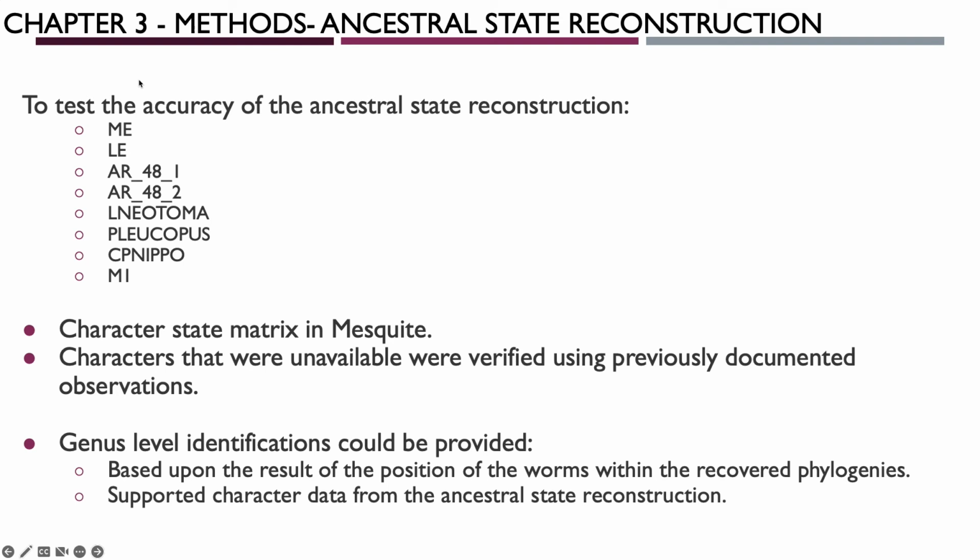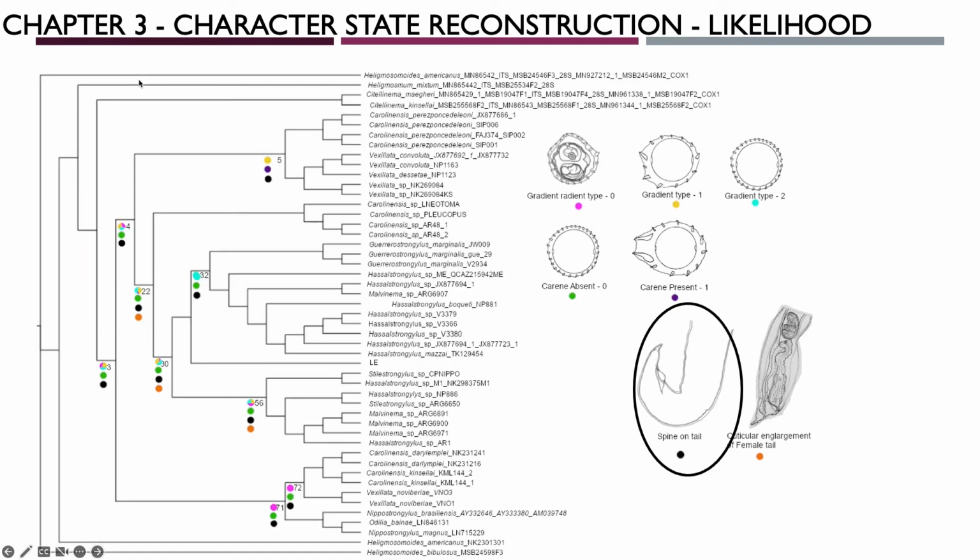What we were hoping is that the genus level could be provided for these worms that were difficult to analyze. These worms have been coming from collections, so I get them in a state that could be absolutely perfect, and I get them in states that are not as desirable, a little bit harder to work with. Based upon the position of the worms within the recovered phylogenies, I was able to provide a genus diagnosis, and the supported character data from the ancestral reconstruction could also help me predict what characters I'm going to see in these worms.